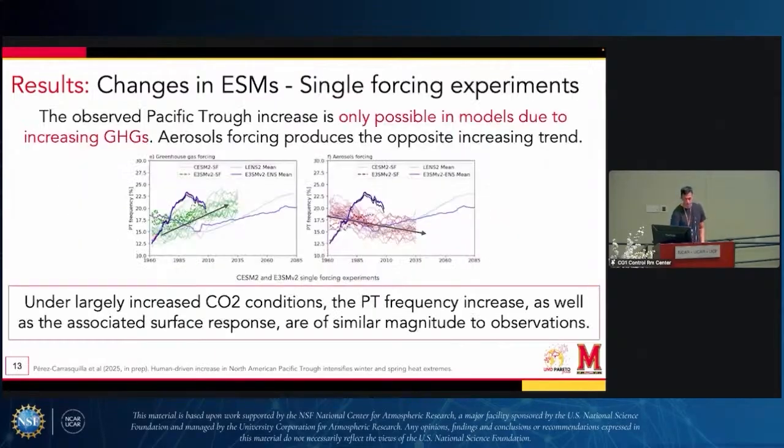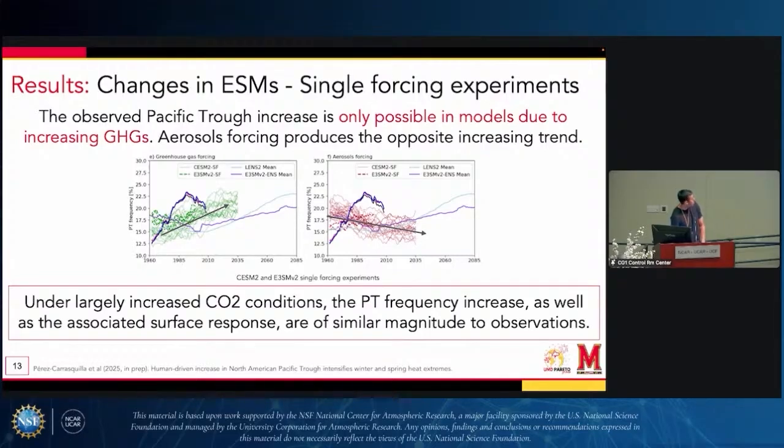We also looked at the single forcing experiments, and we see that when we look at the ensemble forced only with greenhouse gases, there is a consistent increase in Pacific Trough frequency, both for the past and future period. But for the aerosol forcing, there's a decreasing trend. And so what might be happening in the large ensemble is that these two opposing trends can be canceling each other. And that's involved in the representation of these long-term trends.